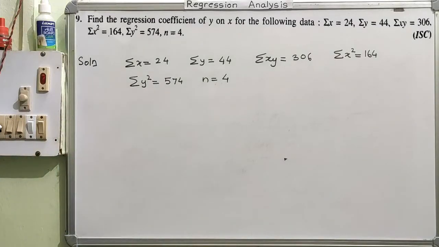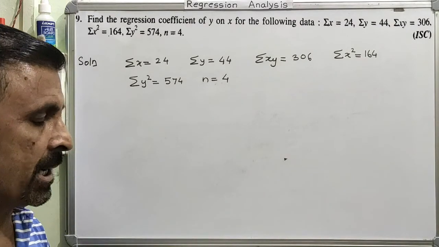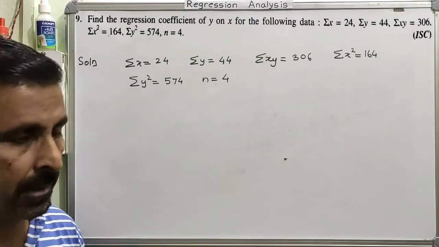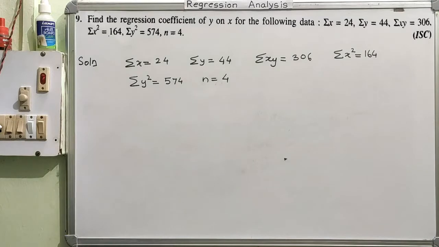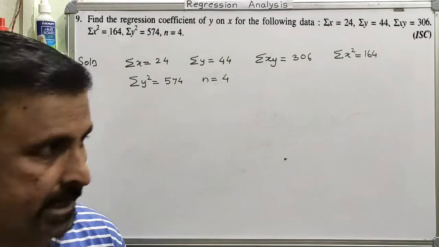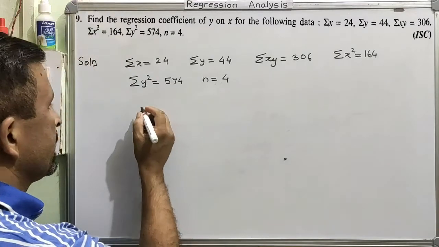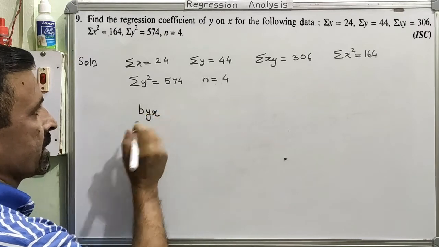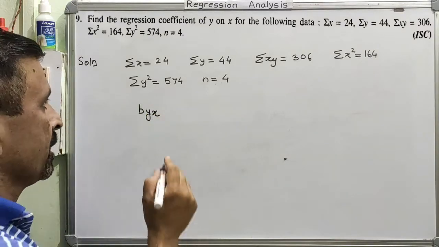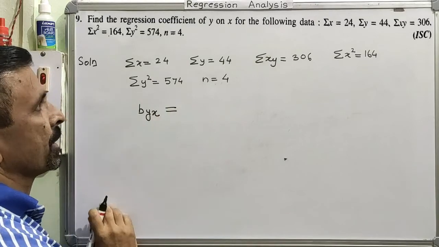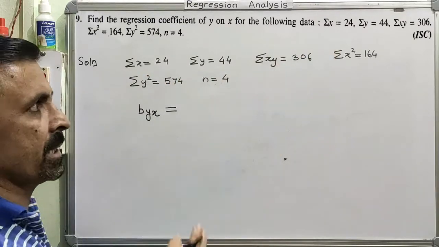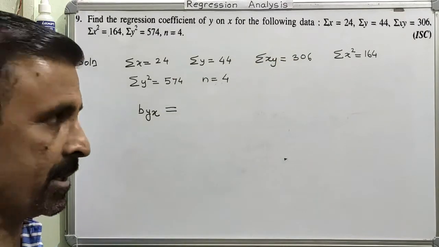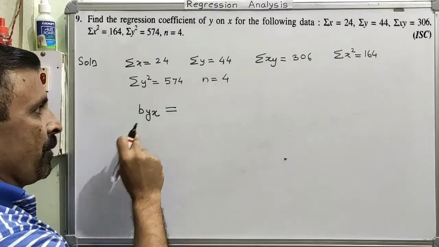All right. Now, the question is to calculate the regression coefficient of y on x. That means we are asked to calculate byx. This is the question. Clear? You have the information in this form, and this information is to be used only for the ungrouped set of data. So we need to know the formula.